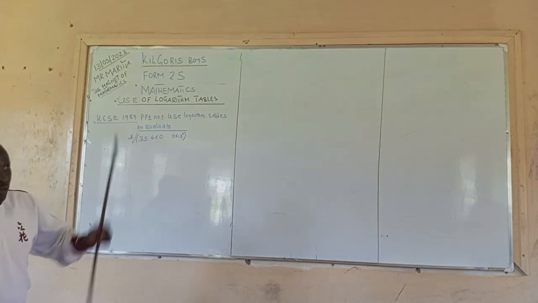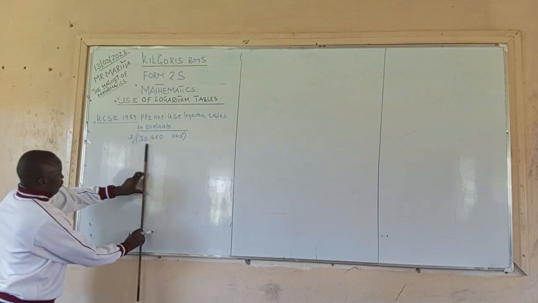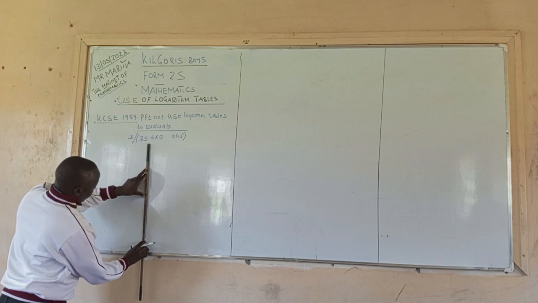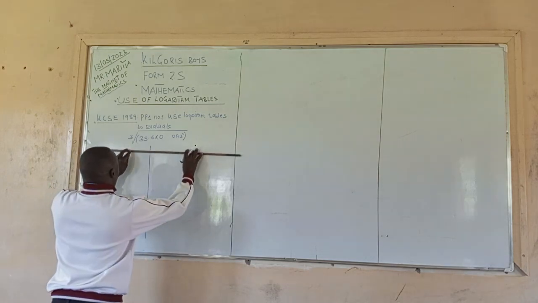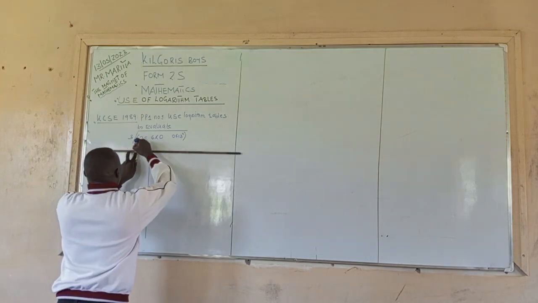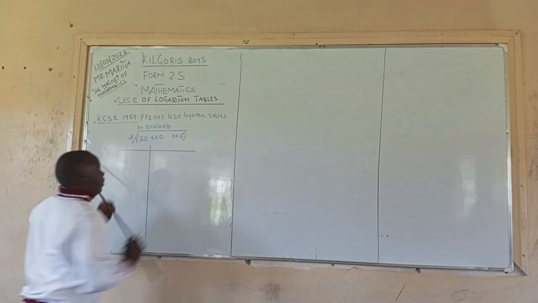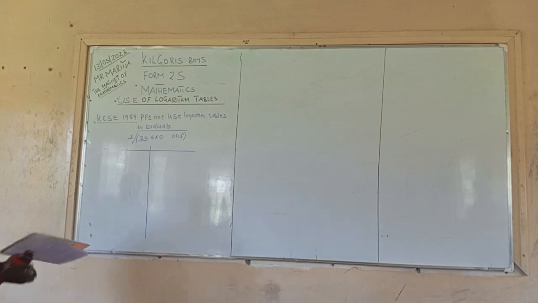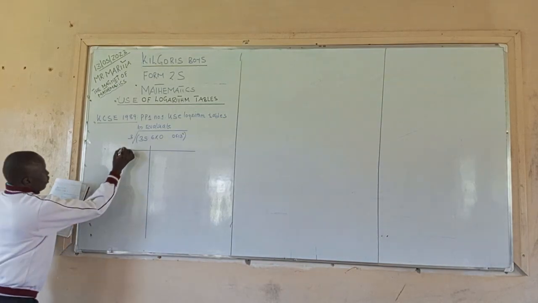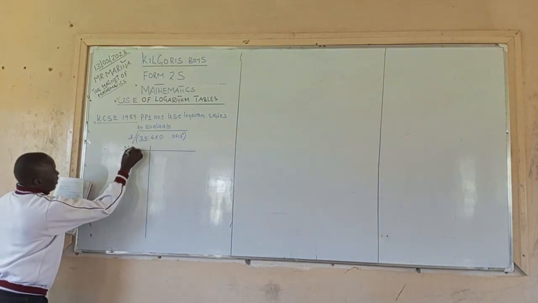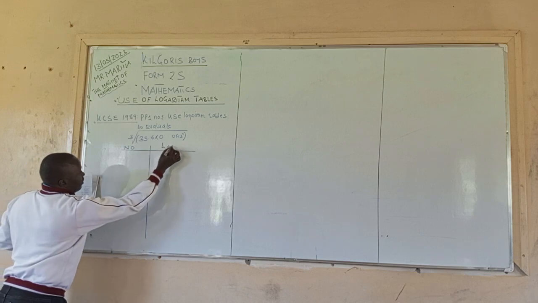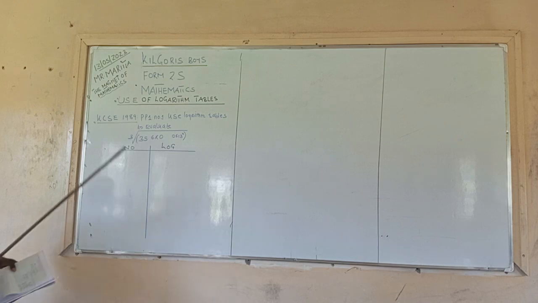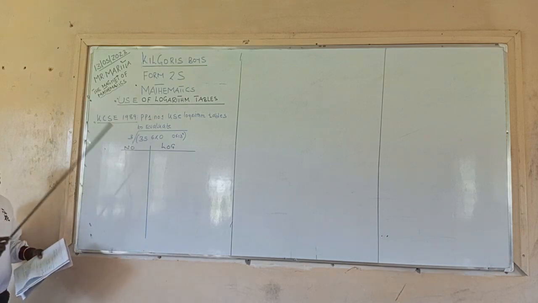So how are you to tackle this question? First of all, you tackle it like this. You find the number, and then we have the log. So the first number we have is 35.6.